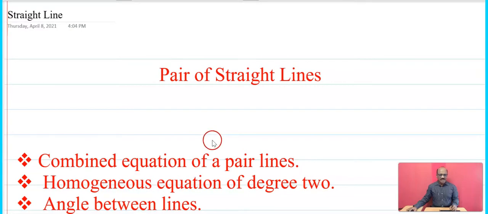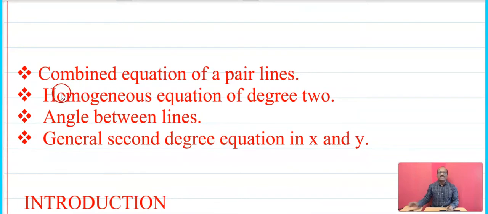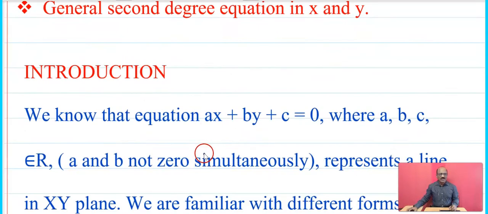Pair of straight lines. Now in this chapter we will learn combined equation of pair of lines, homogeneous equation of degree 2, angle between lines, and general degree equation in x and y.